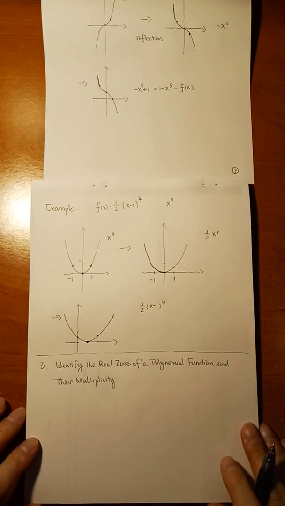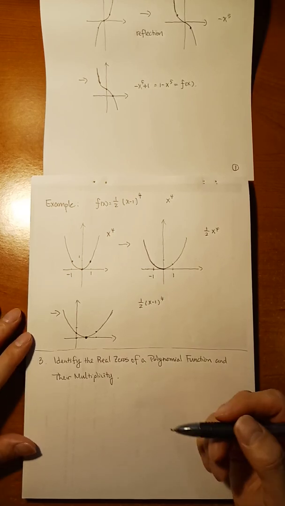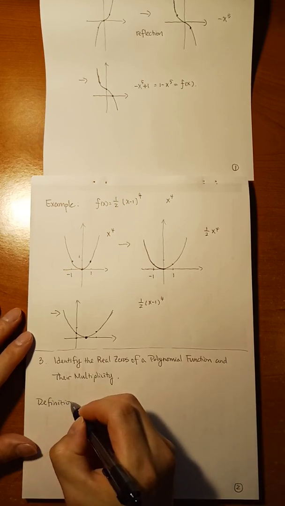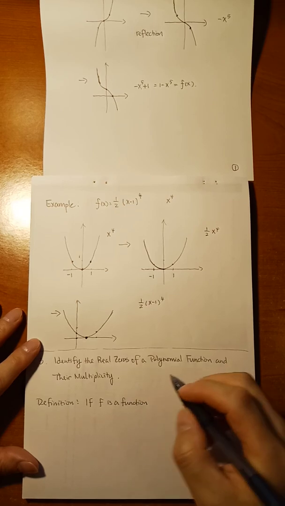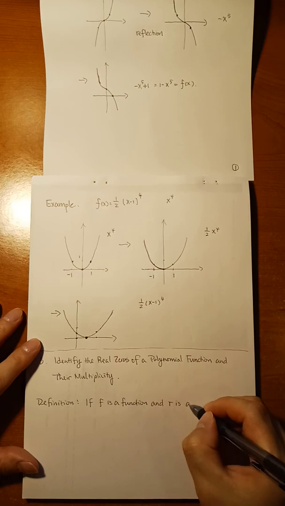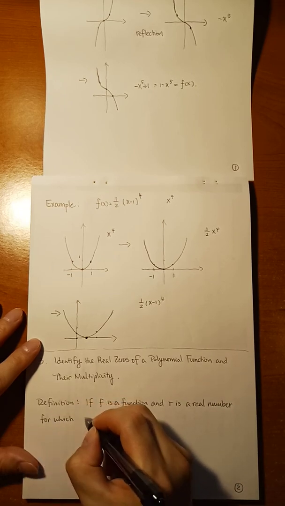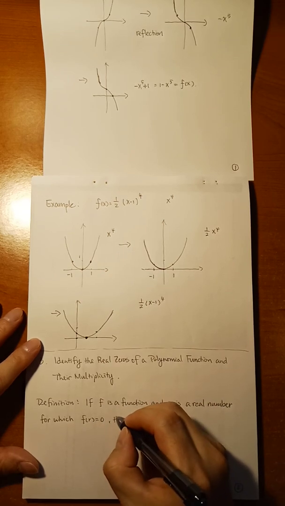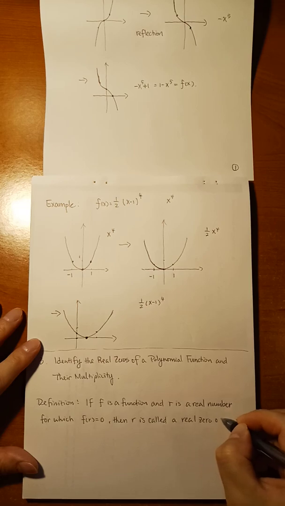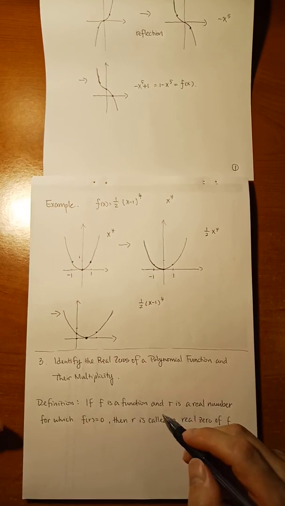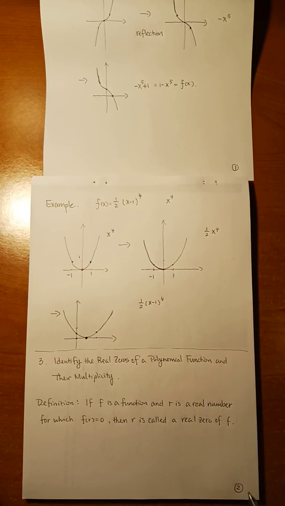And their multiplicity. Okay, so to get the real zeros, what is a real zero? First, let's see the definition. If f is a function and r is a real number for which f(r) is equal to 0, then r is called a real zero of f. Okay, the input which makes the function 0 is called a real zero. The input, real zero, is the input.